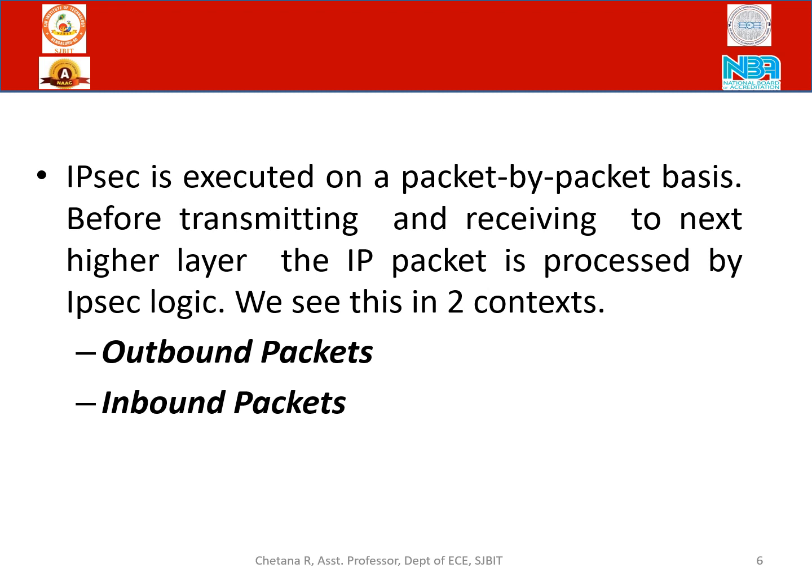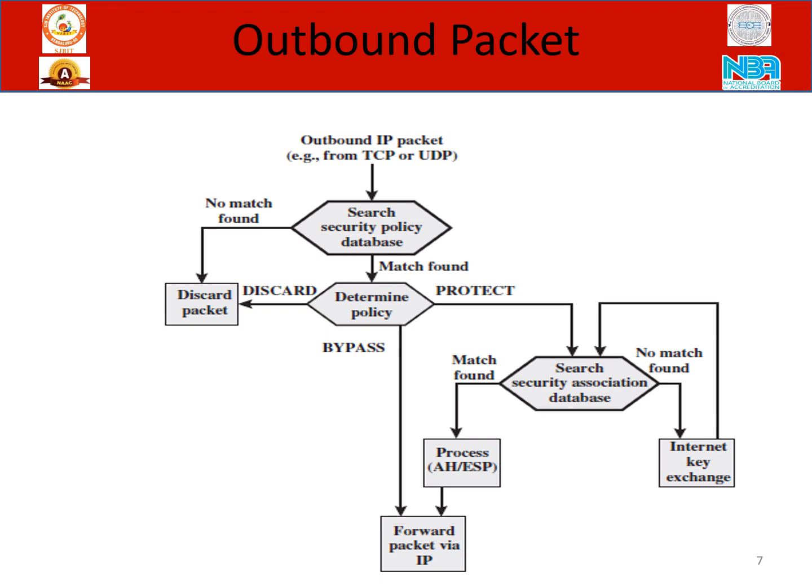Before transmitting and receiving to the next higher layer, the IP packet is processed by IP security logic. Before going on with the next level, we first need to understand what outbound packet and inbound packet mean. This diagram depicts what an outbound packet is. An outbound IP packet, for example from TCP or UDP, comes from the transport layer and falls on the IP layer.